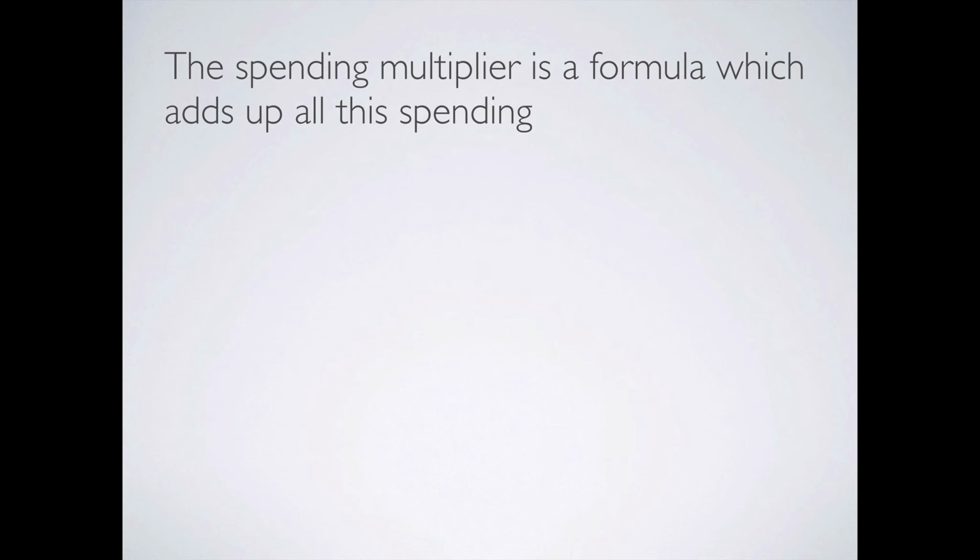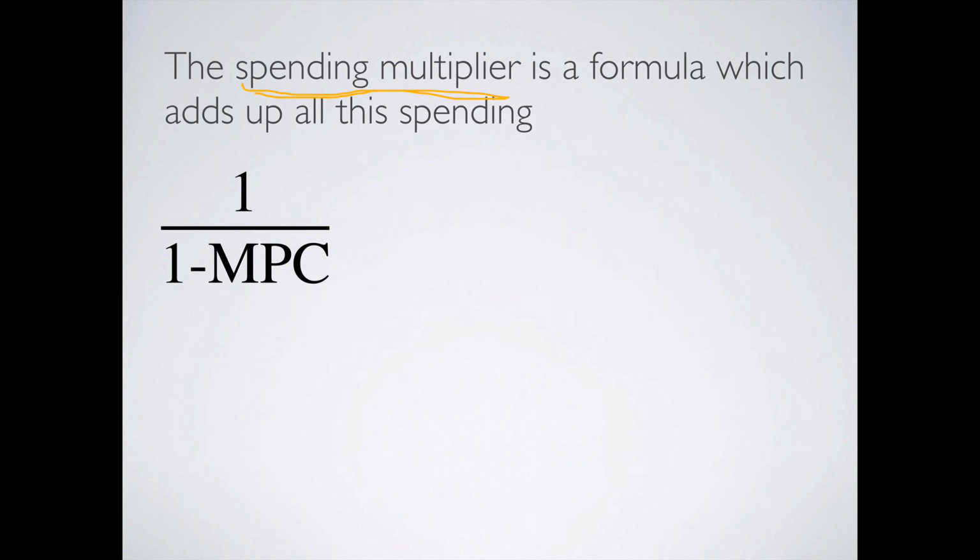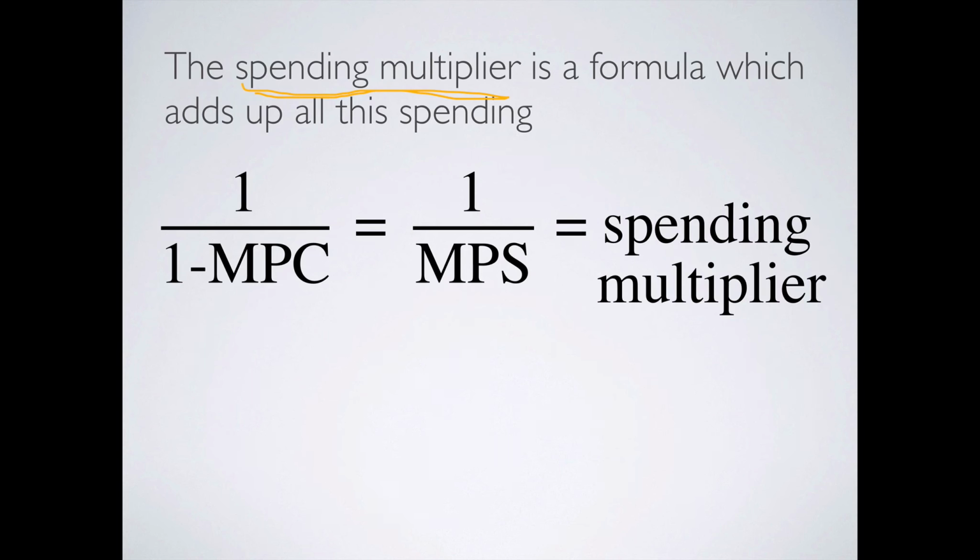So we have this term called the spending multiplier. And this is what this means. It's a formula which adds up all of this spending, because we don't have the time to add up an infinitely long chain of different things, but luckily people have figured this out for us. They said, look, this adds up to something that's equal to 1 over 1 minus the MPC, or 1 over the MPS. And that is the formula for the spending multiplier. So we are going to take 1 over the MPS, and that gives us our spending multiplier.